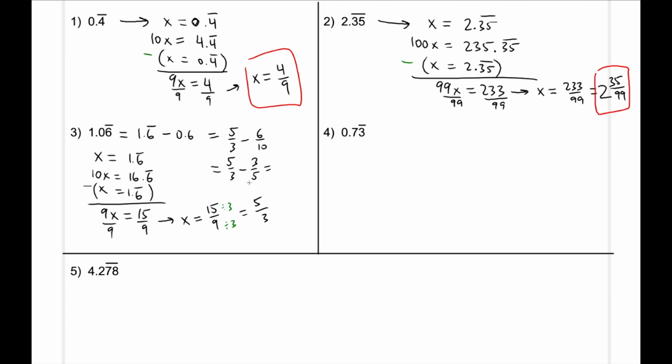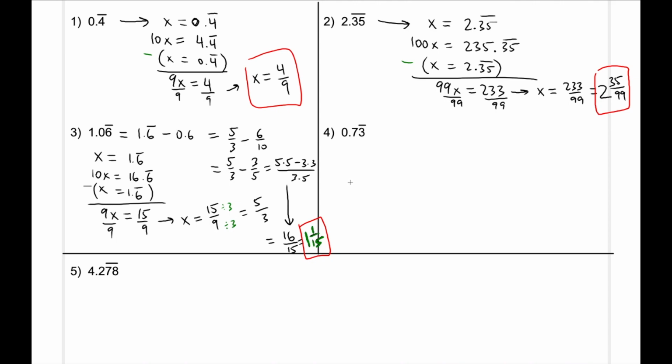Okay, now the LCD here is 15, right? 3 times 5. So 5 times 5 minus 3 times 3 divided by 3 times 5, right? So what that does, it gives us 25 minus 9, so that's 16 over 15, and that gives us 1 and 1/15. And that's precisely the answer equivalent to the 1.06 being repeated.